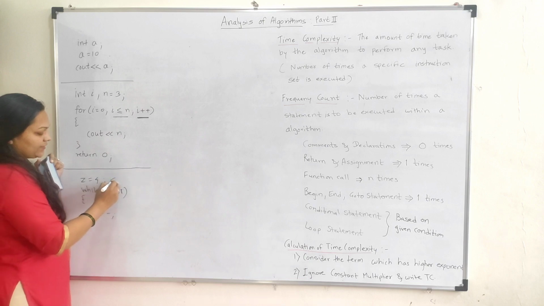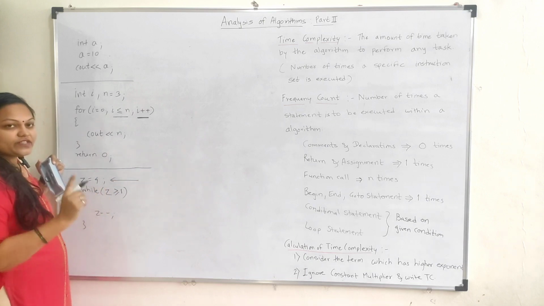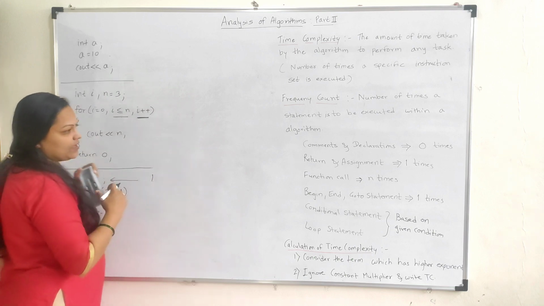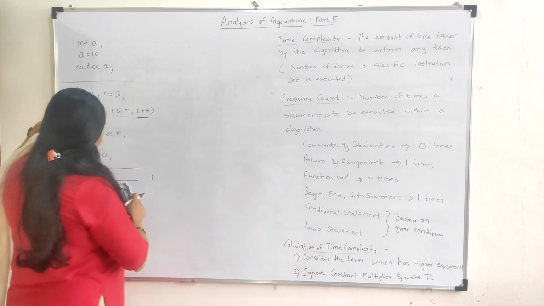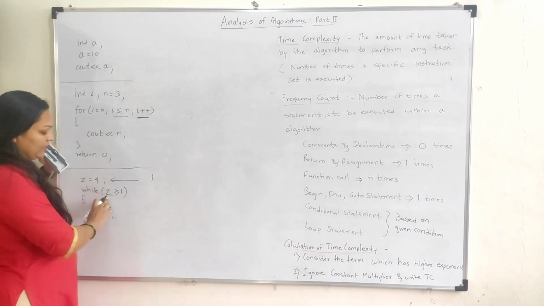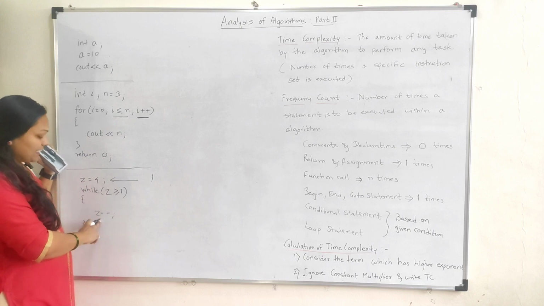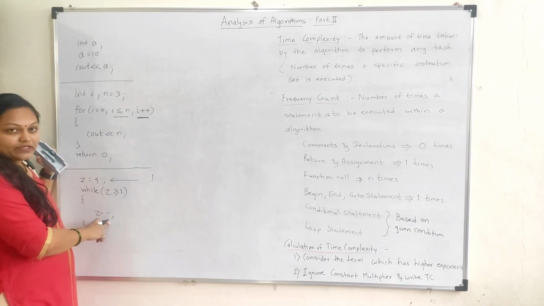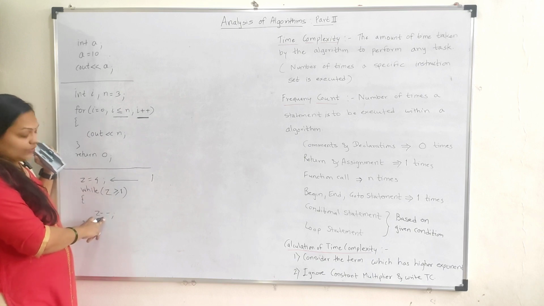So here is the first one, the assignment statement. How many times will this assignment statement execute? One time. Okay, the assignment statement will execute only one time. Then, while z is greater than or equal to 1, inside that, z minus minus. So if this condition is true, this statement will execute.